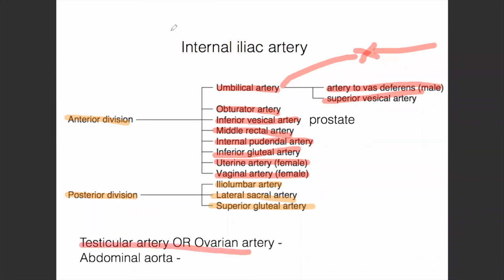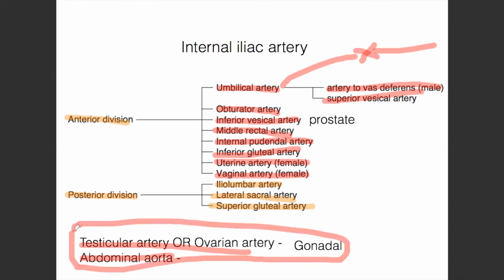You need to remember that the testicular artery or the ovarian artery, also known as the gonadal artery, are not branches of the internal iliac. Although they supply the pelvic organs, they come completely from the abdominal aorta. So they're not part of the internal iliac. They are branching from the abdominal aorta. Make sure you pay attention, because sometimes people just read testicular and think, oh yeah, internal iliac. But it's not correct. Testicular and ovarian are from the abdominal aorta.